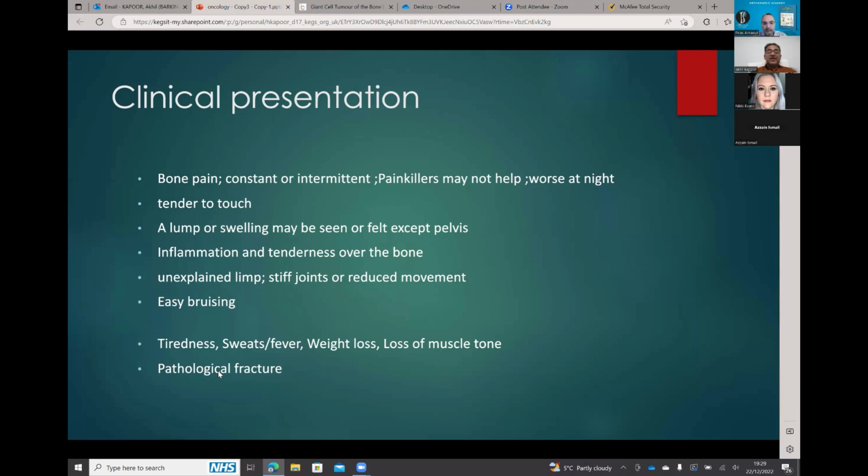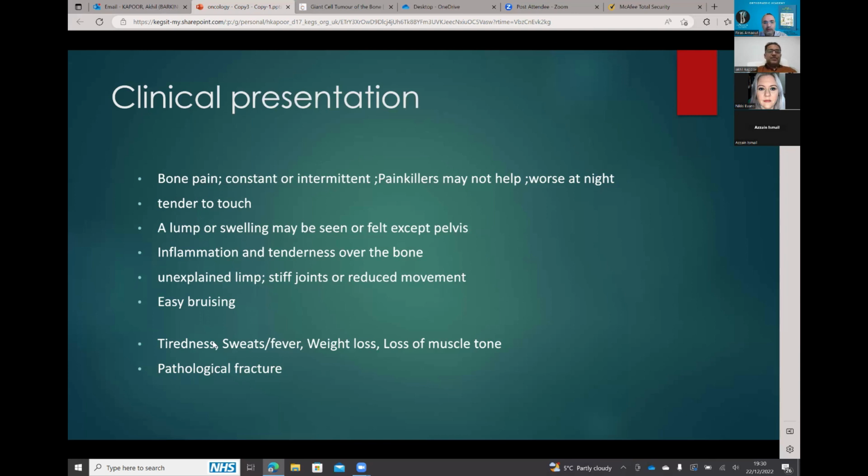A lump or swelling may be seen or felt. However, when there are deeper cancers, like in the pelvis, there is no lump available to examine. They can sometimes present as inflammation, redness, and pain over the bone. And one of the classical tumors in children, which we discussed, the Ewing sarcoma, often can be confused with an inflammation or an infection.